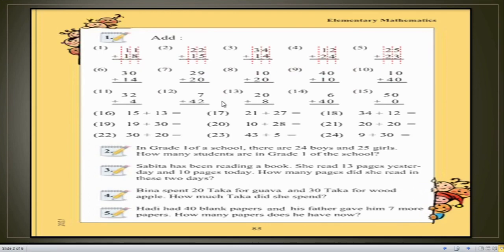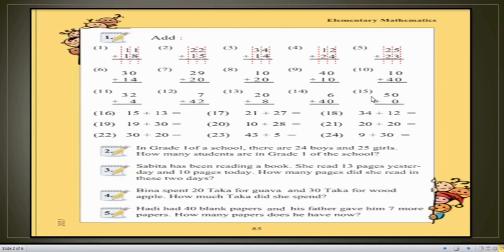And then if we see question number 13, we can see that 20 plus 8. So on right hand side 0 plus 8 is equal to 8, and on left hand side there will be a 2. So the answer of question number 13 will be 28. If we see question number 14, we can see that on our right hand side there has a 6 and 0. So 6 plus 0 is equal to 6, and on left hand side there will be a 4. So the answer of question number 14 will be 46.